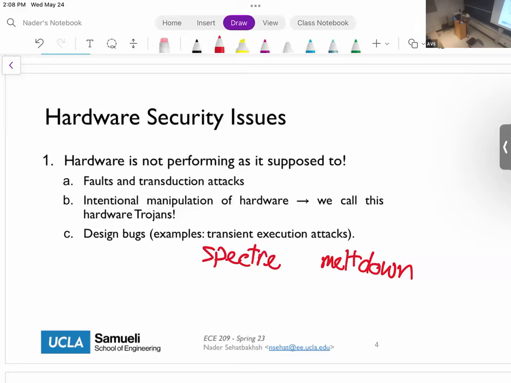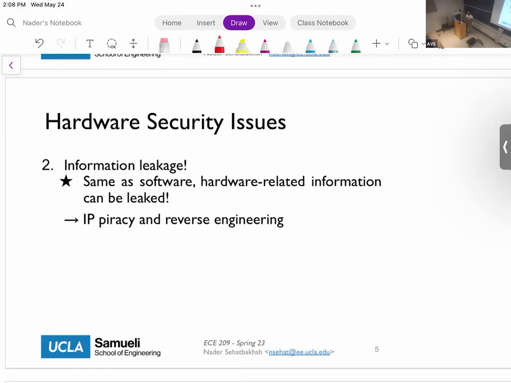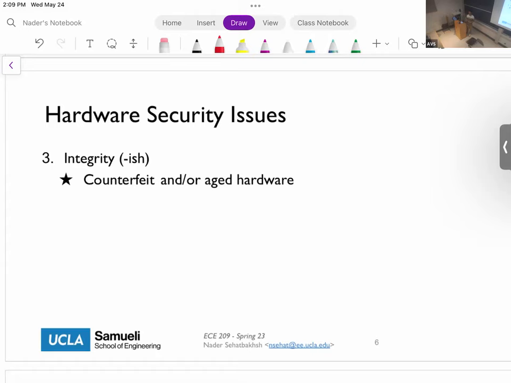The second issue is more of an information leakage issue. Same as software, the hardware could be the IP of a particular company or designer, so you want to protect that as the designer, as the owner. Things like IP piracy, reverse engineering, or mass production, that is unauthorized production, are the problems that we might have. I'm going to also talk about this and one way of protecting the system against it using hardware metering and obfuscation. And then finally, there's an integrity-ish problem, which is counterfeit and aged hardware.